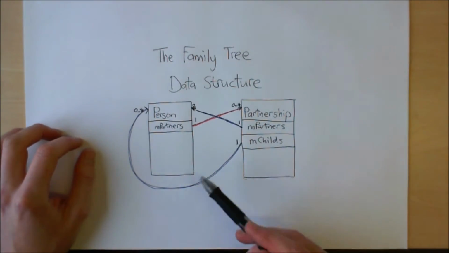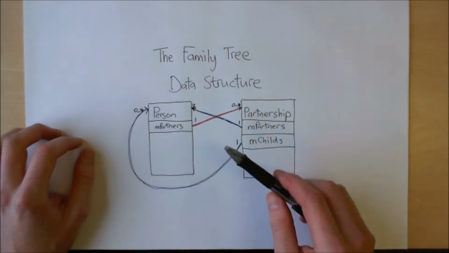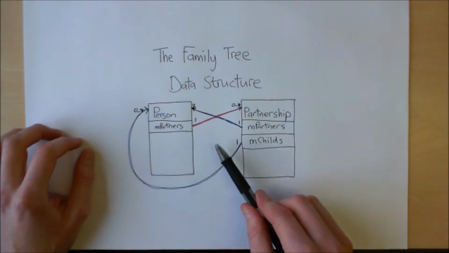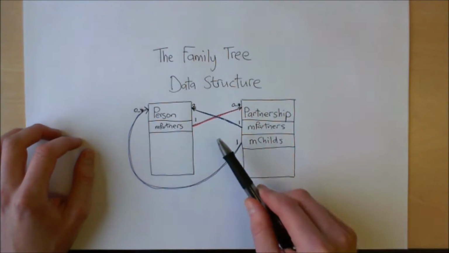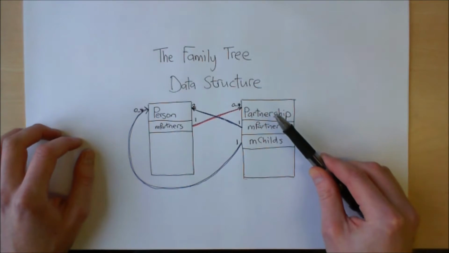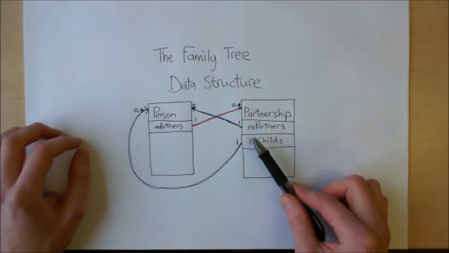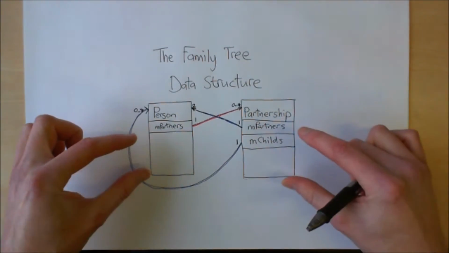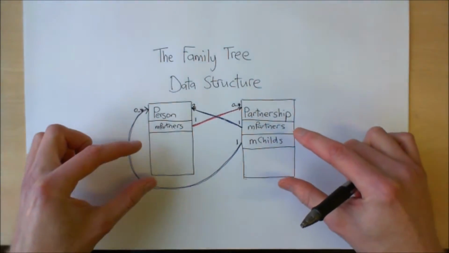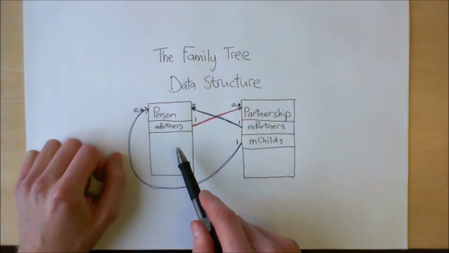And that's because if you look at these relationships between the two, there is no direct link from a person to another person, and likewise there is no direct link from a partnership to another partnership. So in all of your algorithms for traversing the tree, you're going to need to have parts of it in both of the objects in order to navigate the tree. So I'm going to have a look at this now.